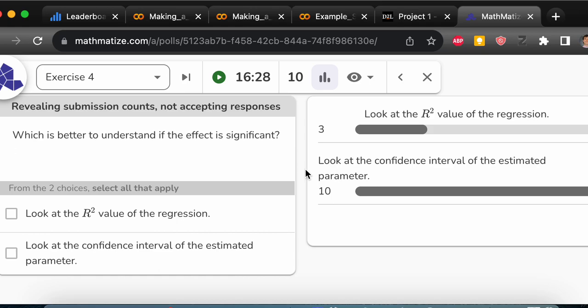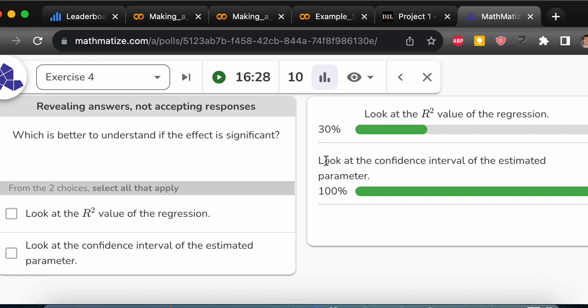10 people said, look at the confidence interval, out of 10 people. I guess I must have said it wrong, so you could do both. So 10 people said, look at the confidence interval. 3 people said both, I guess. And the correct answer is to look at the confidence interval. So you guys are understanding that quite well. Oh, I guess I didn't put in the right answer. All right, well, the correct answer is look at the confidence interval.